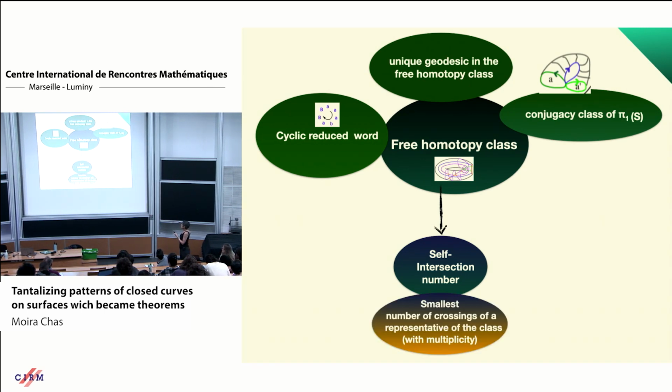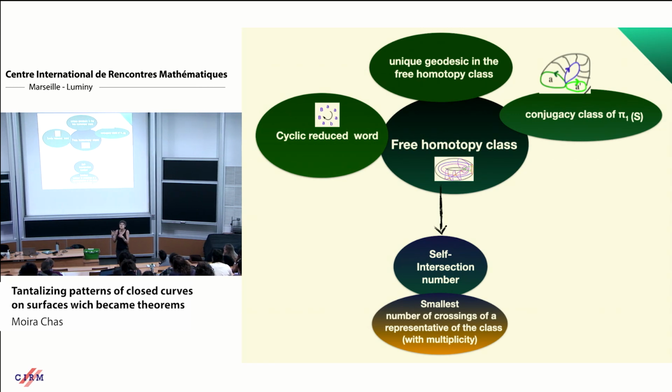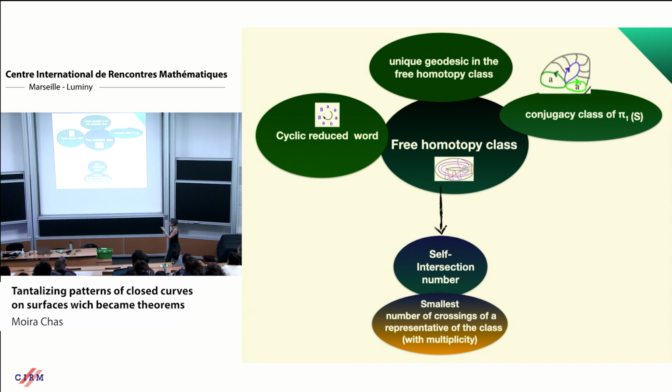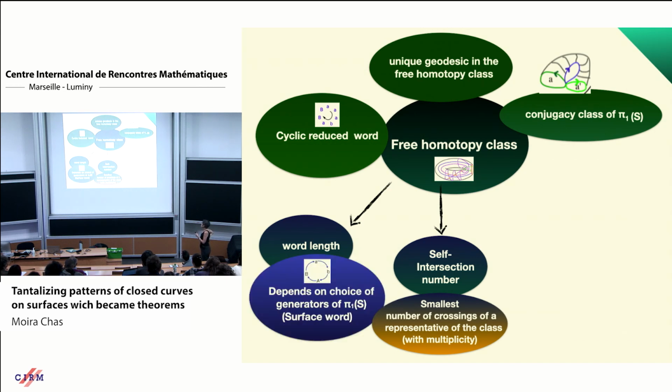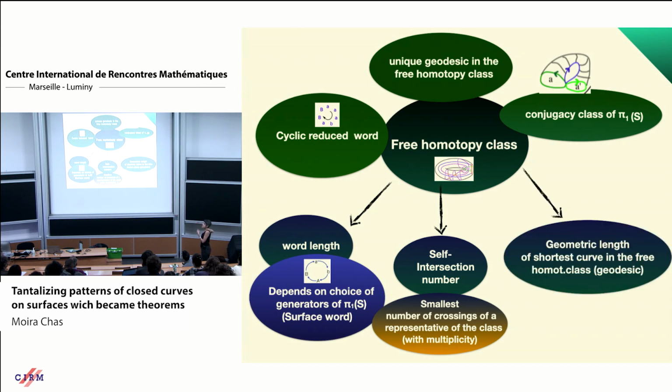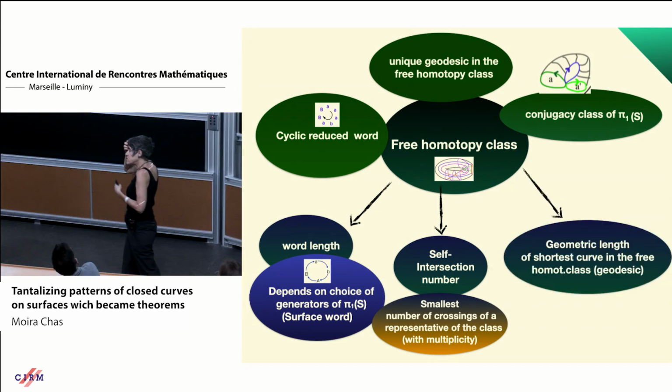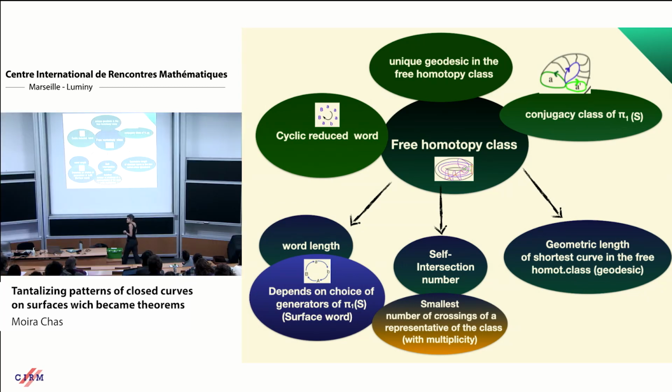So once I have a free homotopy class, one thing we have is the self-intersection number of that curve. This is the smallest number of times the curve crosses itself. And I always count double crossings. If they are triple, I wiggle the curve a little bit, and one triple will count as 3. Then I have the word length, which is just the number of letters that the word representing my class has. And then I also have the geometric length, which is the length of the geodesic in my chosen favorite metric.